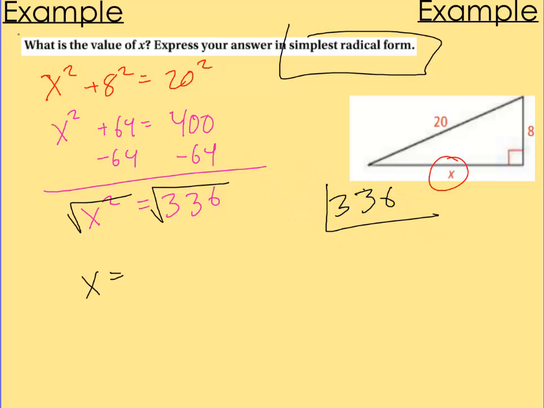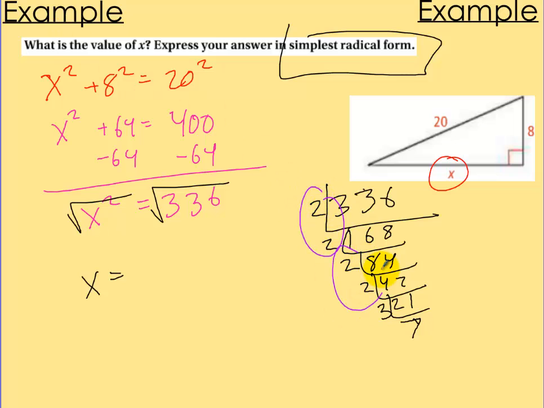So what number goes into that? Well, it's even, so 2. And then I'm going to factor. 336 divided by 2 is going to be 168, divided by 2 again. So that comes out to 84, divided by 2 again, comes out to 42. 2 again, comes out to 21. And that's 3 and 7. So 7's a prime, can't go farther.